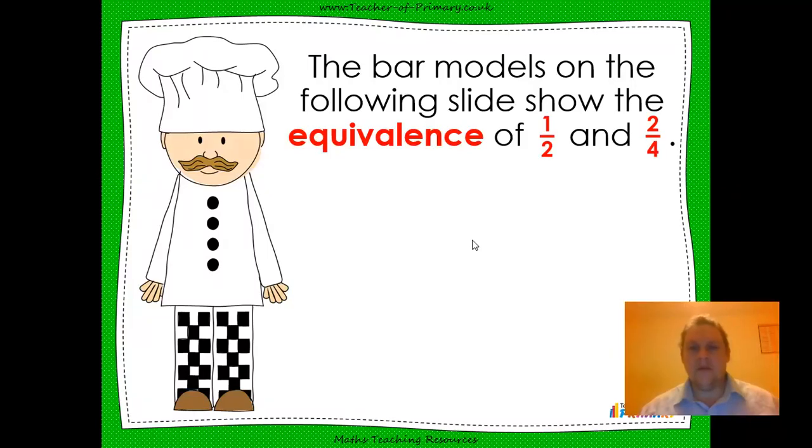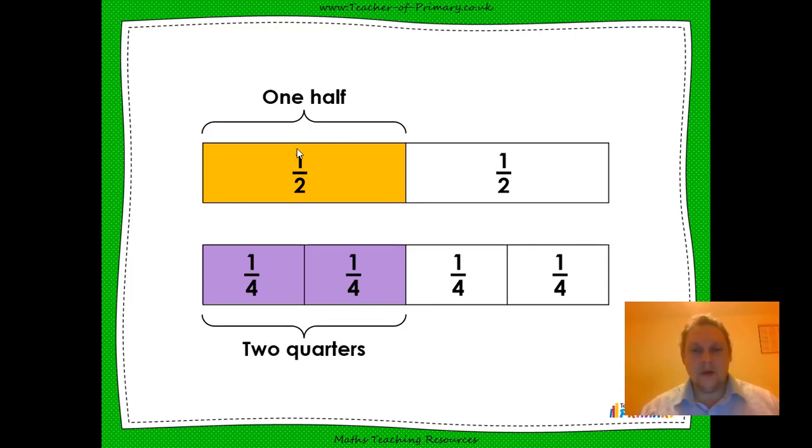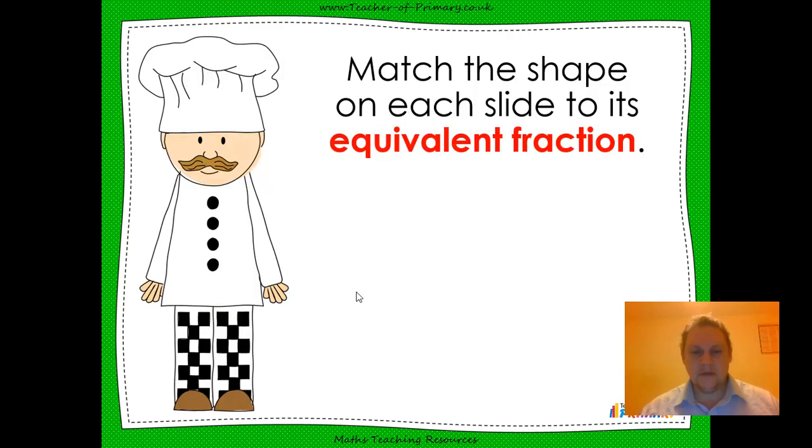Now the bar model on the following slide shows the equivalence again. This is just showing it in a different way. At the top here we've got 2 halves. At the bottom we've got 4/4. The 2 halves make a whole, and 4/4 make a whole. And if we split those wholes right down the middle, we get 1/2 above and 2/4 below, exactly the same size.